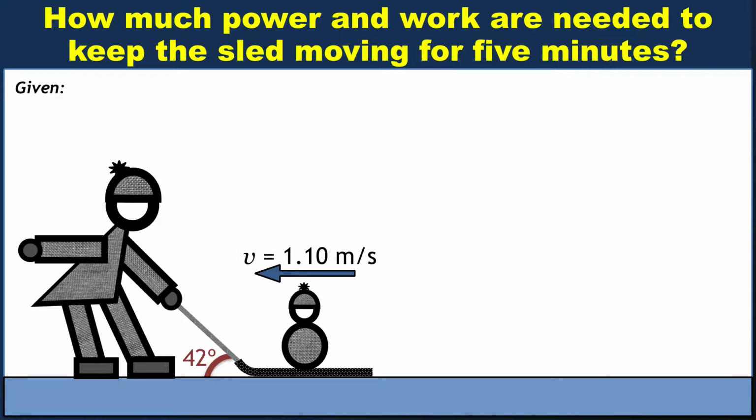The parent is exerting a constant force on the rope, which in turn exerts a constant force on the sled of 34.0 newtons. Now we know immediately that that's not the net force on the sled. The net force on the sled must be zero because it's moving at constant speed, but what we're interested in doing is just analyzing the power and work associated with that particular applied force, regardless of what other forces are acting in the system. We also know that this entire process is occurring over a time interval of 5 minutes.